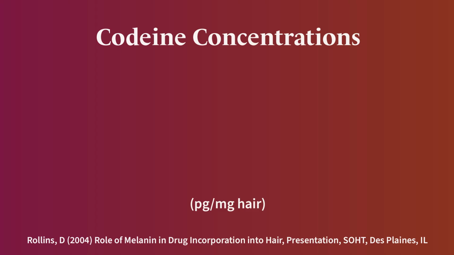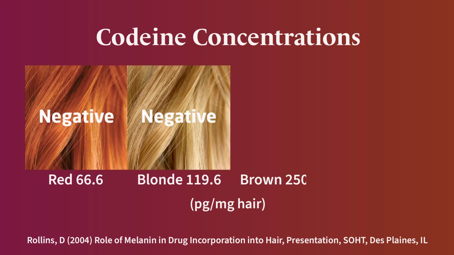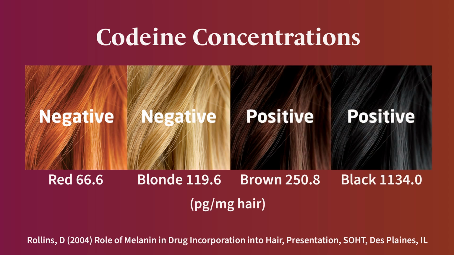Someone with red hair has less melanin, and some drugs are incorporated into the hair by melanin. And if you look at this diagram, the number for someone with red hair is 66, thereabouts. And the number for someone with black hair is over 1,000. Now, this is the same drug taken at the same time, in the same way, over the same period of time, which means someone with black or brown hair would be positive, and someone with blonde or red hair is negative, and they've taken the same amount of drugs.